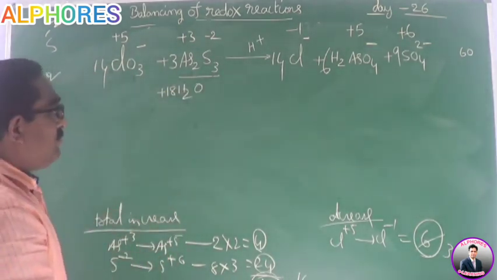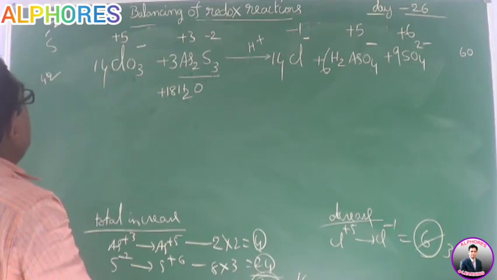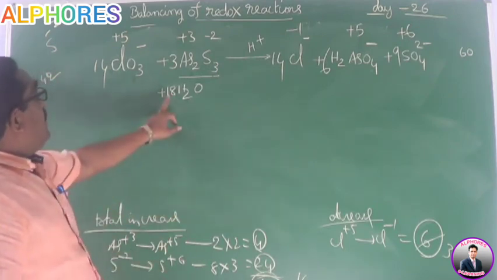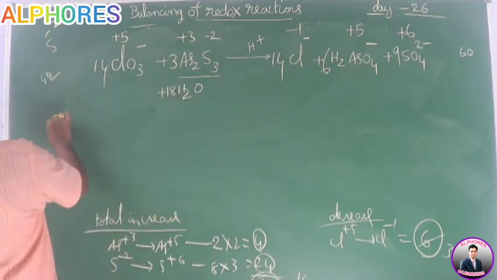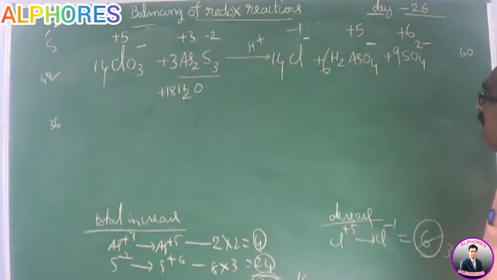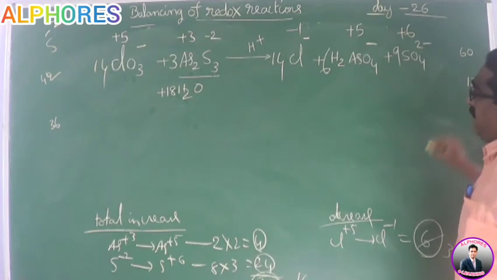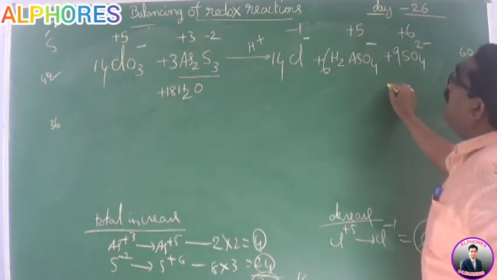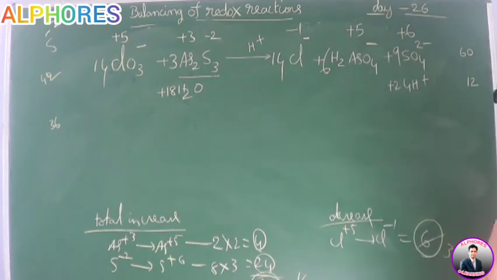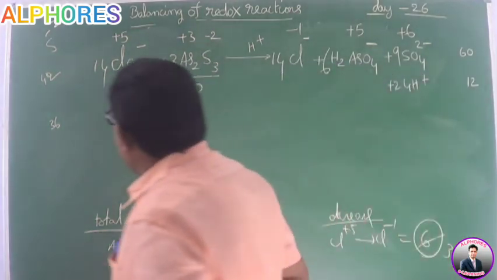Now we have to balance the hydrogens. Here 18 into 2, 36 hydrogens. Here 6 into 2, 12 hydrogens. 36 minus 12, the difference is 24. I think if you add 24 H plus to this side, then the reaction may be balanced. Let me check whether the reaction is balanced properly or not.